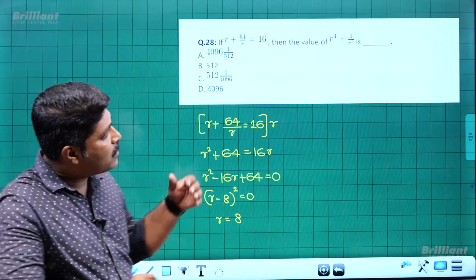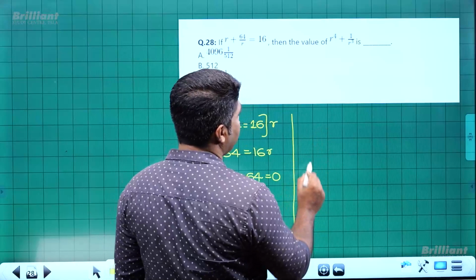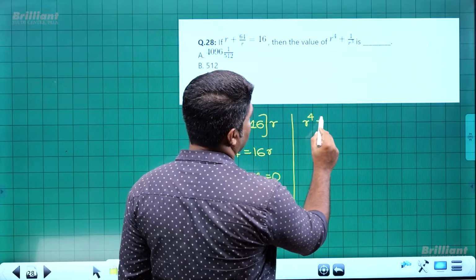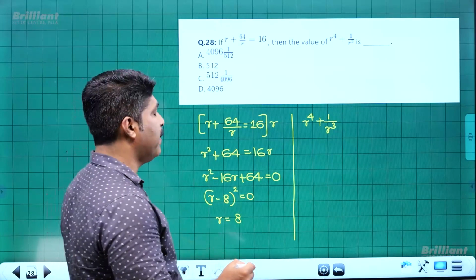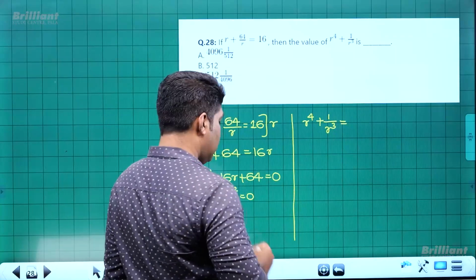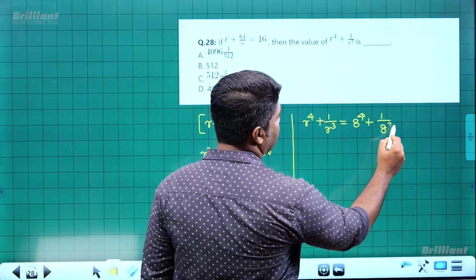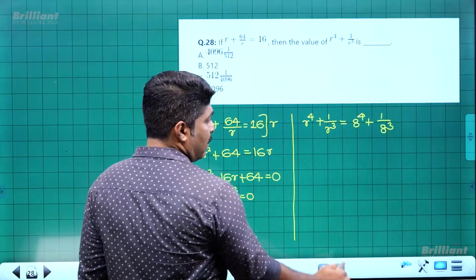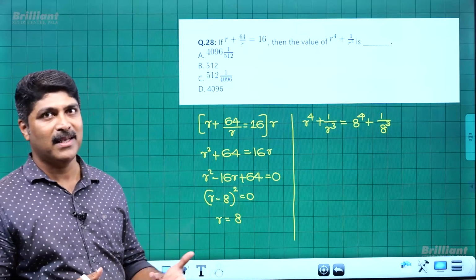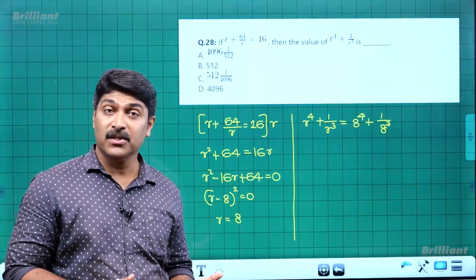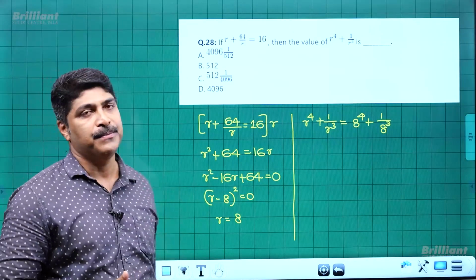Then what we want to do, we have to substitute this value in the second part. So how can we do it? If we put r equal to 8, we are going to find out r raised to 4 plus 1 by r cube. So then how can we solve it? This is nothing but 8 raised to 4 plus 1 by 8 cube. Don't be worried while we are considering such big operations, because 8 raised to 4 is also such a big number. Do you know what is 8 raised to 4? 8 raised to 4 is the square of 64. So its square, that is 64 square, we have to consider. Like that we have to do.